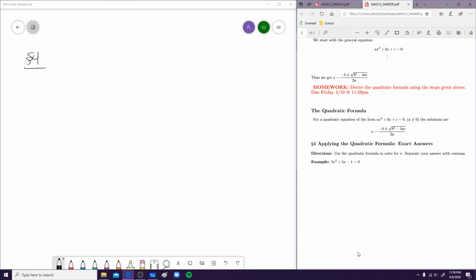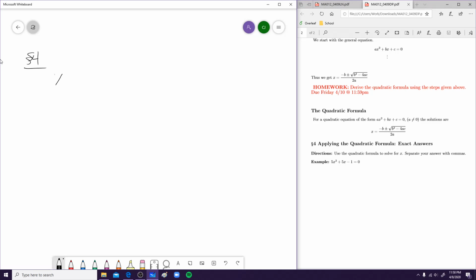Now that we know how to derive the quadratic formula, we may now use the quadratic formula. And so in this topic, we will apply it. So the directions say use the quadratic formula to solve for x. Separate your answers with commas. So first of all, what is the quadratic formula?